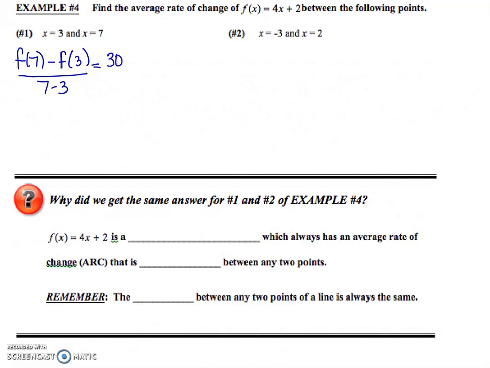So f of 7 is 30 minus f of 3 would be 4 times 3 is 12, 12 plus 2 is 14. And then 7 minus 3 is 4. 30 minus 14 is 16, and 16 divided by 4 is 4. So that tells us that our average rate of change between those 2 points is 4.